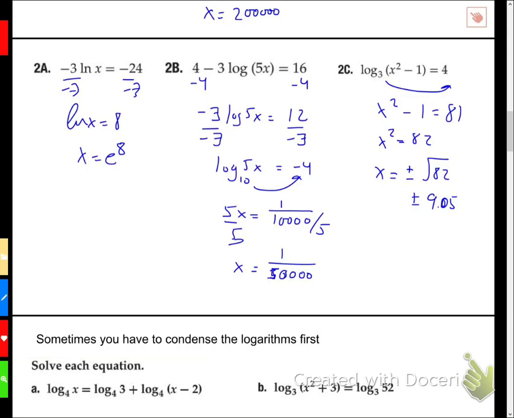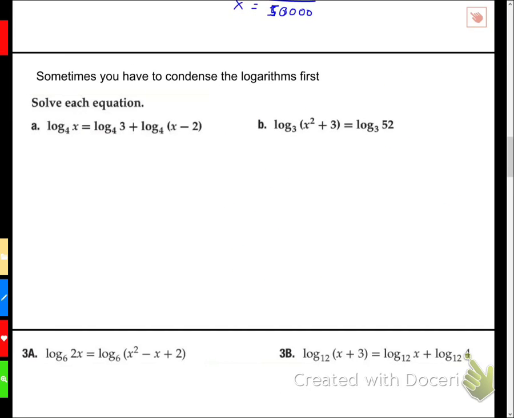All right, sometimes we have to condense our logarithms first. Okay, so we have a plus right here. That means I can multiply together, okay, the things that were inside. 3 and x minus 2. So log base 4 of 3x minus 6 is equal to log base 4 of x.